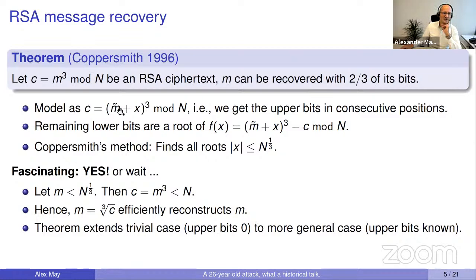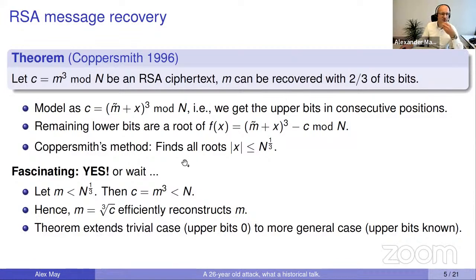Let's model this. These are the upper bits, which are 2/3. So think of, for instance, N being 1000 bits. Then this tilde M is 667 bits, and the low order bits I model as X. They are unknown, and these are 333 bits. Once I have this, I can also write it as a polynomial equation, and it has a root, which are the low bits that I'm looking for. This equation holds mod N.